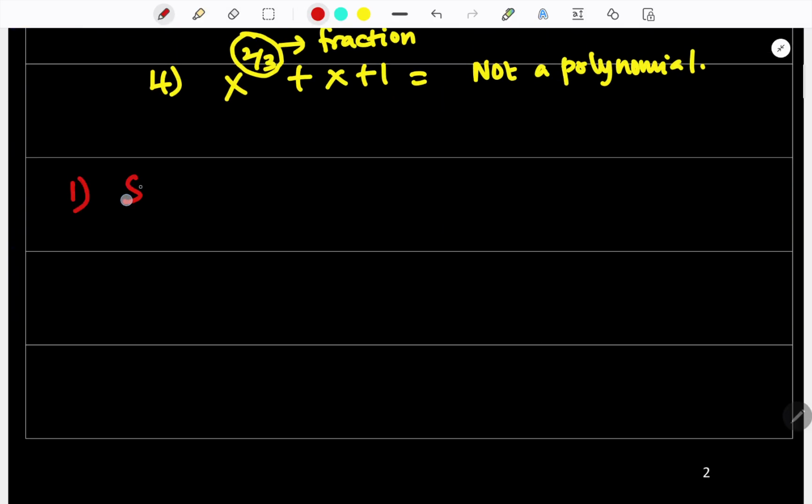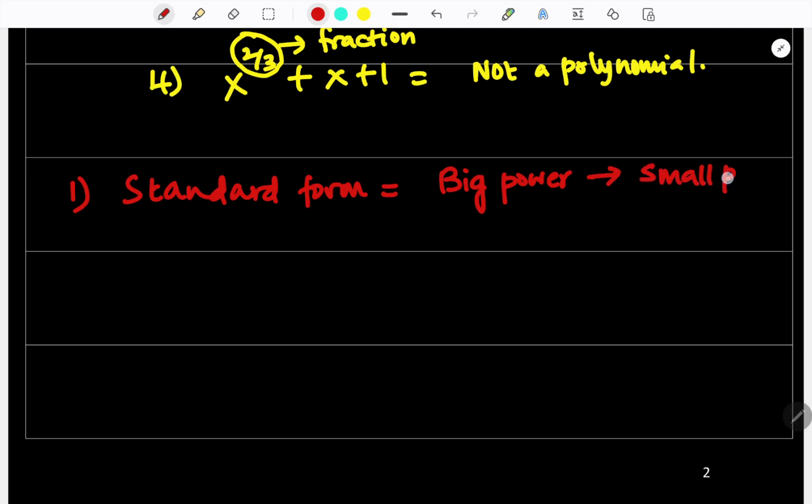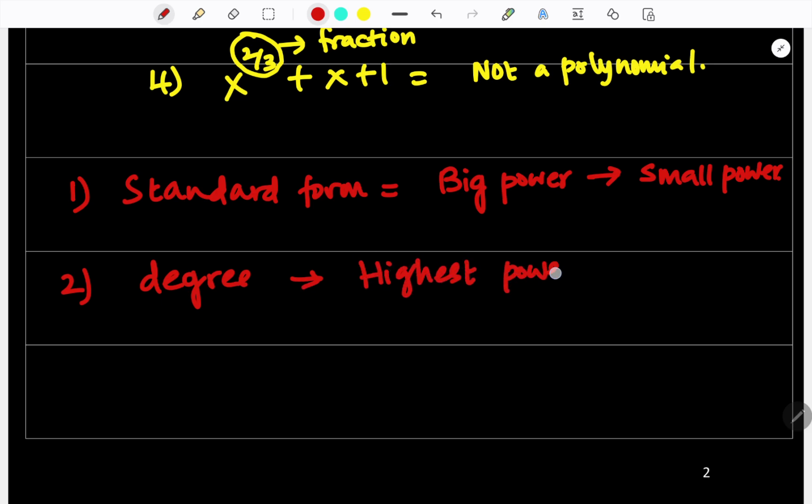So the first thing is standard form. Standard means what? Order. Standard form means big power to small power. You remember like this. Big power to small power. This is standard form. The next thing is degree. Degree means highest power. You can say degree means highest power, or you can say big power. Simple English I'm using, right? Okay, keep in your mind.